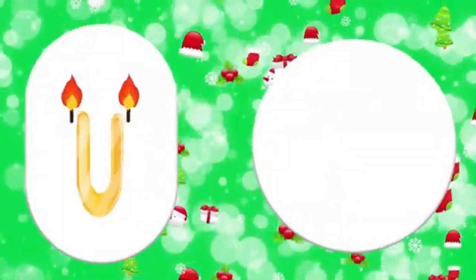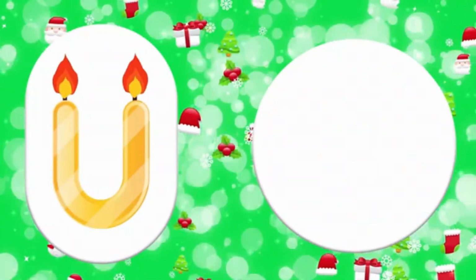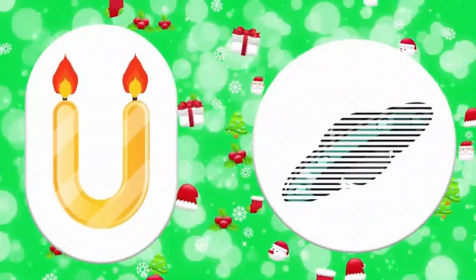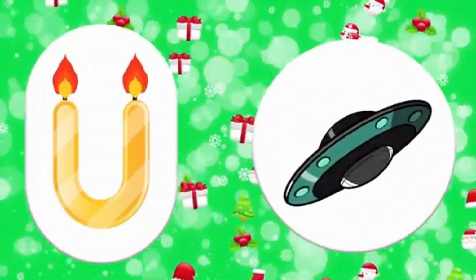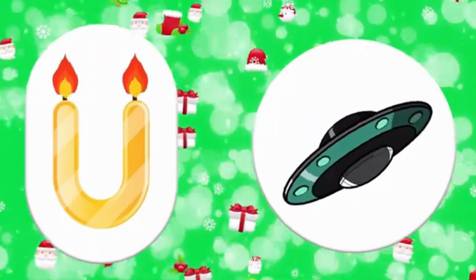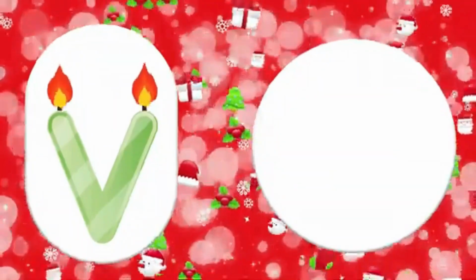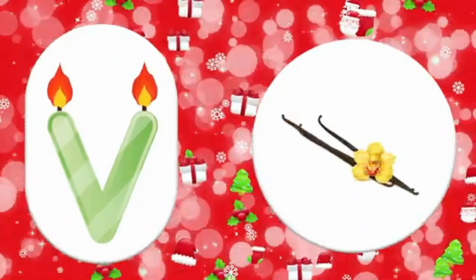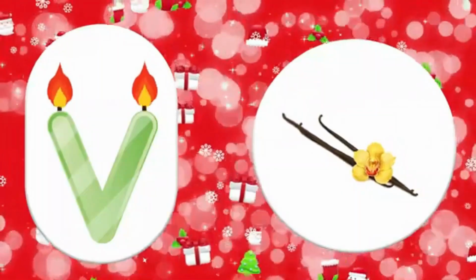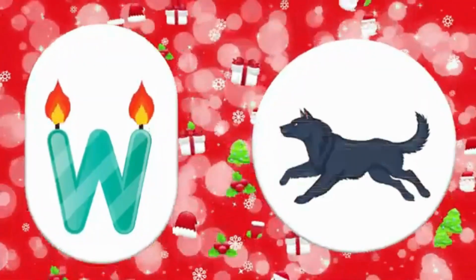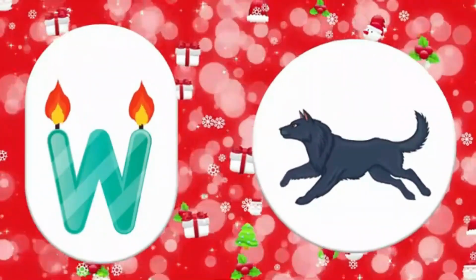Here comes the letter U. U. UFO. U for UFO. Here comes the letter V. V. Vanilla. V for vanilla. Here comes the letter W. W. Wolf. W for wolf.